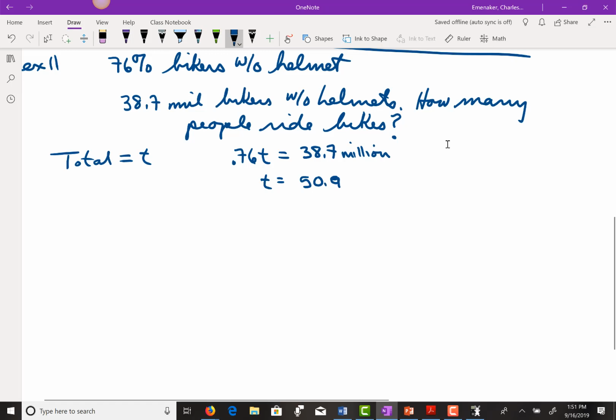No, there's a little different unit on that. What unit should there be? Million, right? So that would indicate that about 50 million people ride bikes. It's about 1 out of every 7 in the country, if that's an accurate estimate of the people who go without helmets. All right, so this kind of stuff is pretty straightforward for you. Okay, bring those on. Give us lots of those on the quiz.